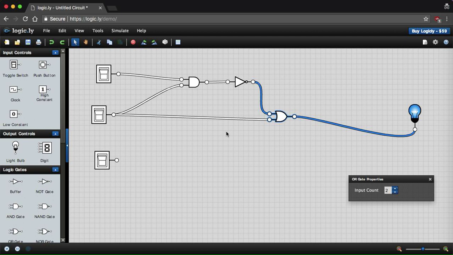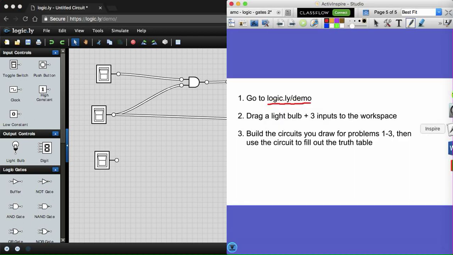You can play around with these to build physical manifestations of what you draw on paper. So the next part is for you to play around with these circuits and expressions, create the circuit, and then evaluate the truth statements. All right.